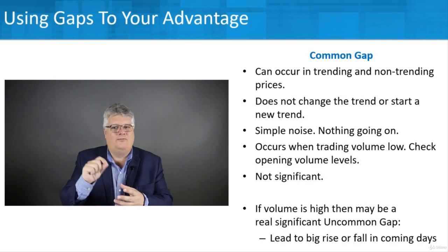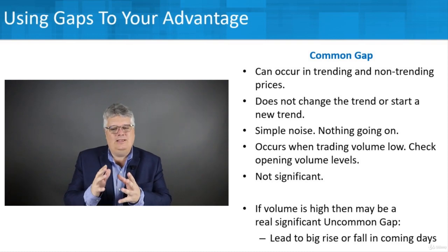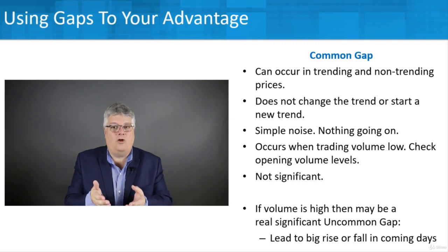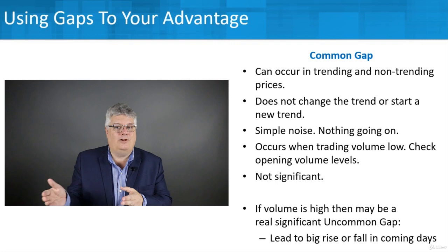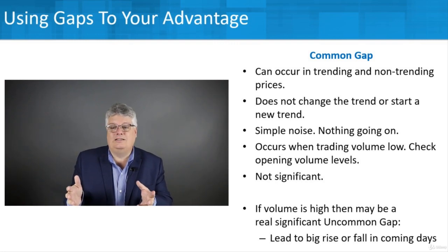It might be a little flutter up or something like that because of some announcement or a rumor or something happens. And a lot of times when you see these common gaps that are not impactful, it occurs when the trading volume is low, right? There's less people trading, so there's not a lot going on. So a good way you can verify if something might be a common or uncommon gap is to look at those volume levels. If the volume levels are low, there's a very good chance it's a common gap versus an uncommon gap, which we're going to talk about next, where it's very significant. A common gap would be something that's not significant.